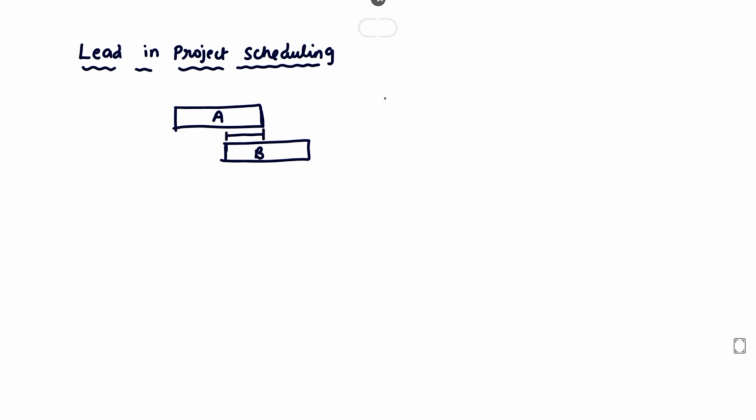Before that, we have to know the relationship between the activities, that is called finish to start. Then the next one is start to start. The next thing is finish to finish. The next thing is start to finish. Whenever the first activity is finished, after that the second activity will be started, that is called FS, that is finish to start.